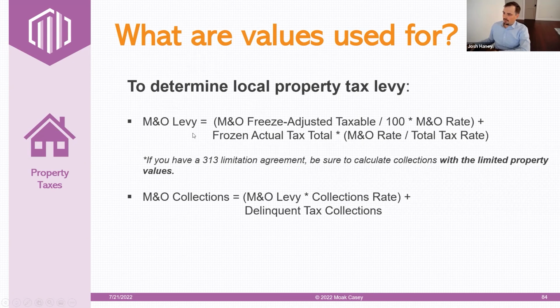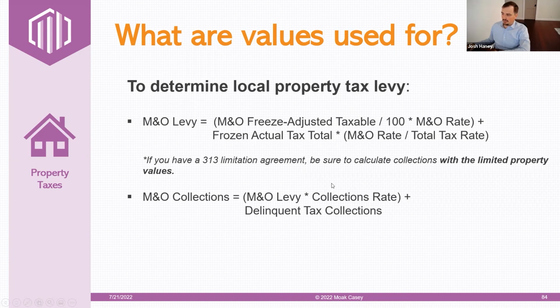Then just to get from levy to collections, we really just need 2 other bits of information. We now have our levy. You need to think about what your current year collection rate is, and you can review your J1 for that. Go look at some historical trends, maybe the past 3-4 years. So this is of your current year levy, how much do you collect in that current year?